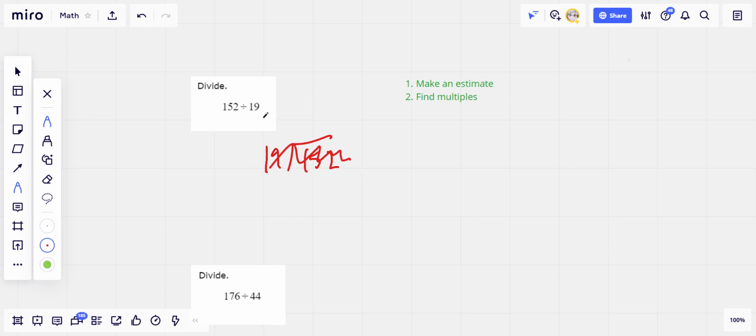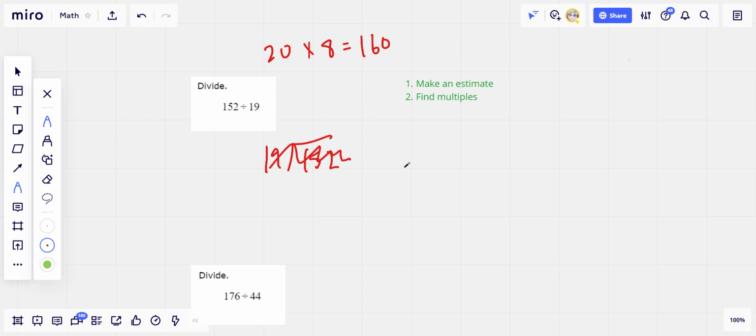What we're going to do is first make an estimate somehow, and then look at some multiples of our divisor here of 19. So let's think about an estimate. What I'm going to do is think of this 19 as a 20, and I want to get close to 152. One thing that occurs to me is that 20 times 8, the 2 times 8 would be 16, so that would be 160. So I know, since I did 20 here instead of 19, my answer is going to be a little bit less than 160. And we have 152 here. So this looks like a promising candidate.